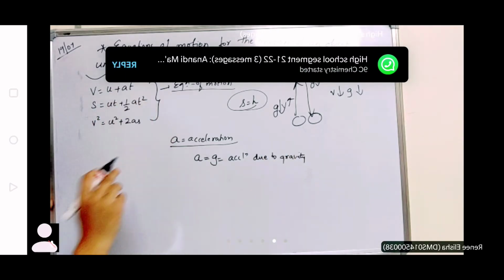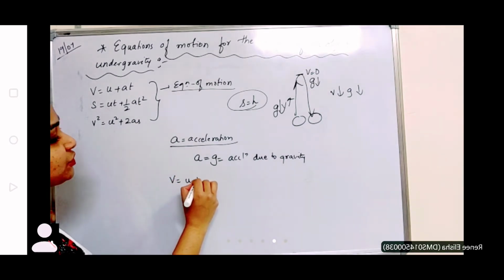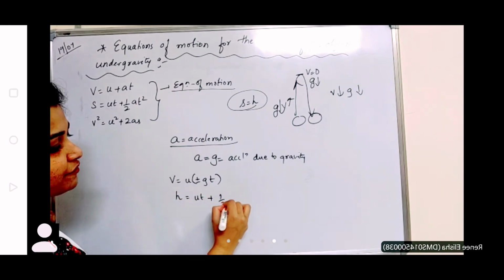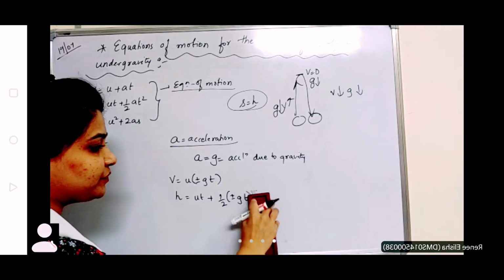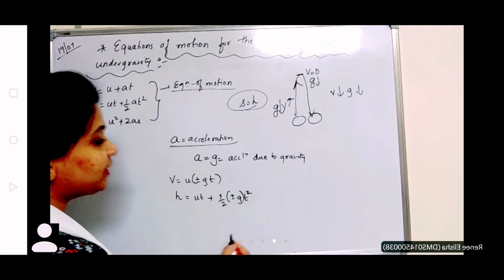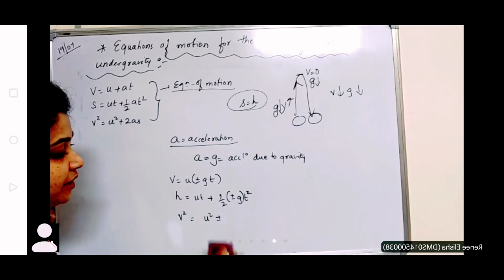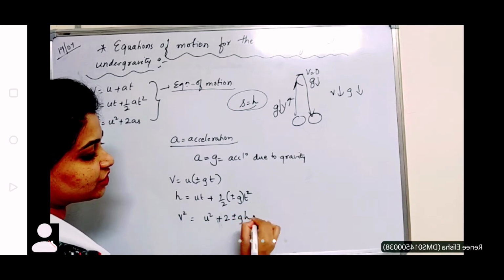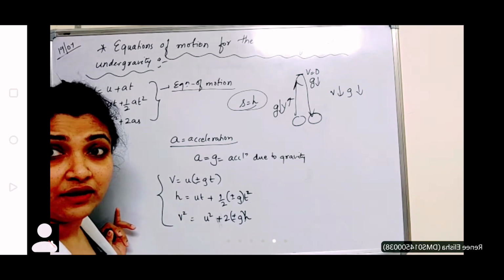Am I clear? So the three equations of motion that we are studying here will take the form v is equal to u plus or minus gt. Then s is nothing but h here. So h is equal to ut plus or minus half gt square, only t will have a square. Then v square is equal to u square plus or minus 2gh. Correct? So these three equations of motion we will get whenever the body is under gravity.